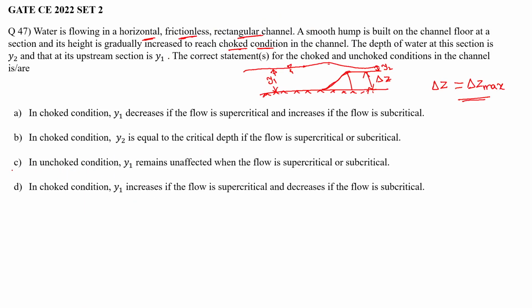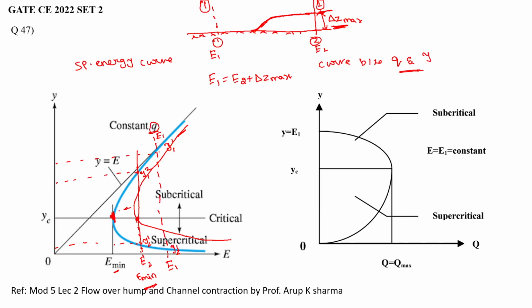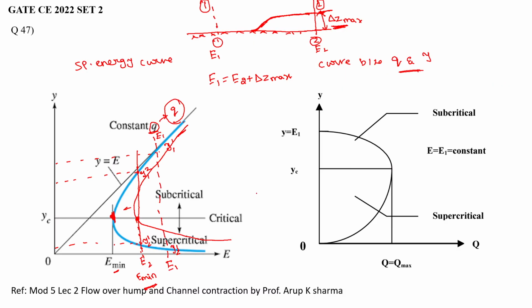Let's look at option C. In an unchoked condition, this blue curve will be valid, for the same constant Q. For a choked condition, this Q will become Q dash. In the choked condition, the discharge will change. In unchoked condition, y1 remains unaffected when the flow is supercritical or subcritical. Suppose, let's say, this is y1.